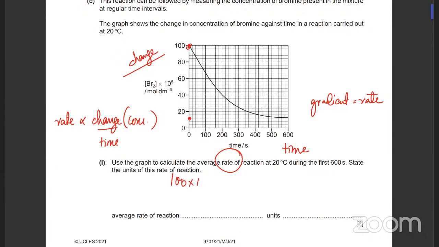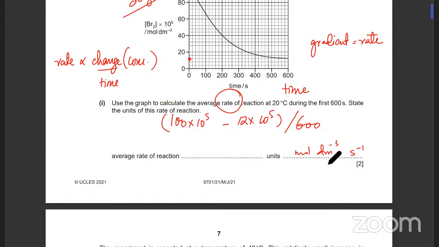So 100 into 10 to the power of minus 5, and it changes all the way to 12 into 10 to the power of minus 5. And divide by the time change, which is 600 seconds. And the rate would be change over time. So the unit would be mole per dm cube, that's your y-axis, divided by time, so per second. So that's going to be your average rate, that's going to be your unit, and you can find what the answer is for this.